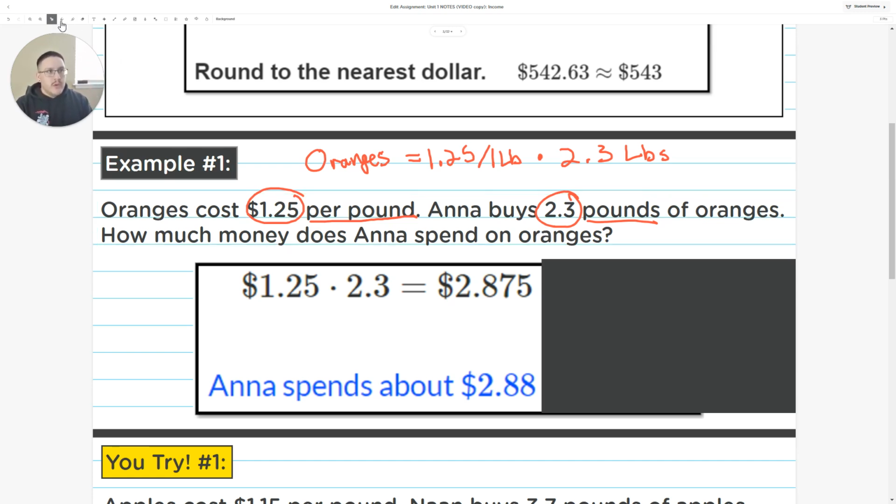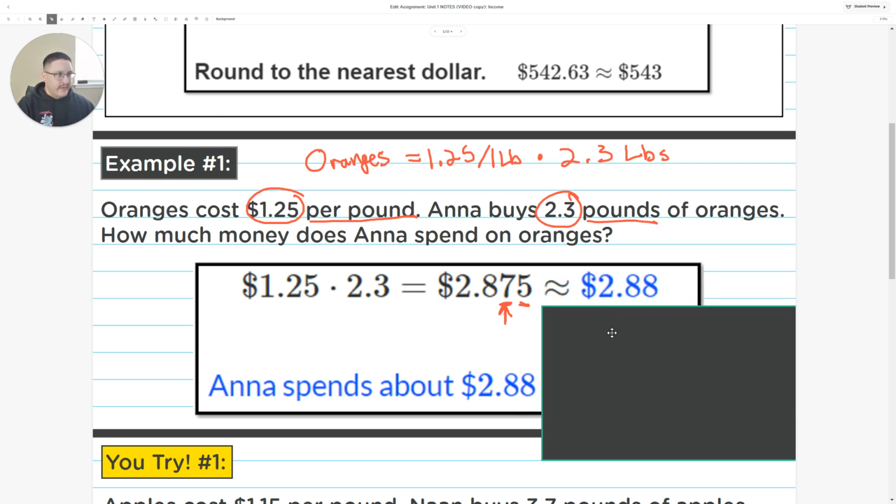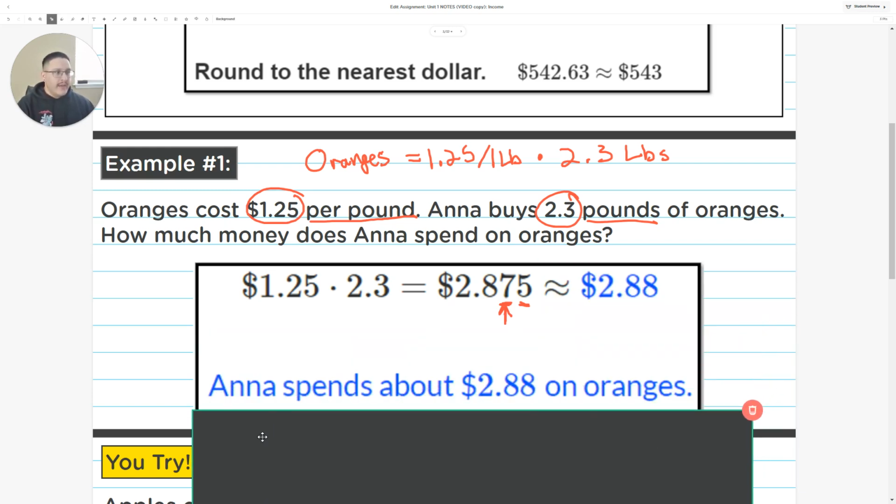Therefore, we can assume that we're going to round the 7 either up or down depending on the number next to it. Okay? So, is this going to go up or is this going to go down based on the 5? Well, this will round up to $2.88. And therefore, Anna spends about $2.88 on oranges. Well, in total, not per pound, sorry. That's it for example 1.